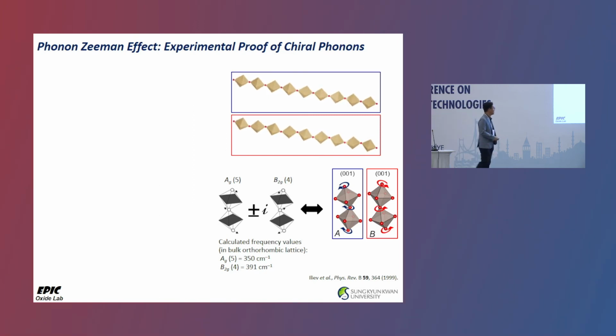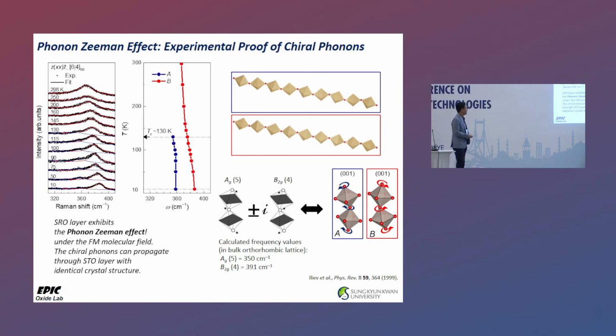If you look at just this behavior, you would see only one phonon again, because this is calculated for the orthorhombic lattice. If you have a tetragonal lattice, this should have the same wave number. And that's what we see at higher temperature.